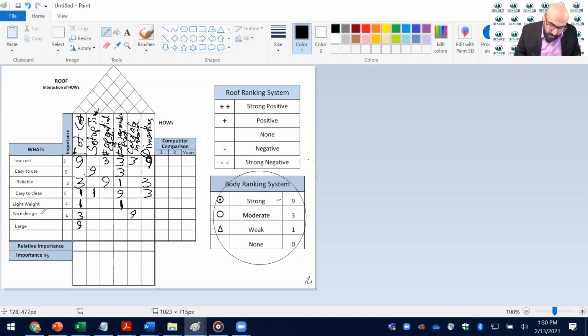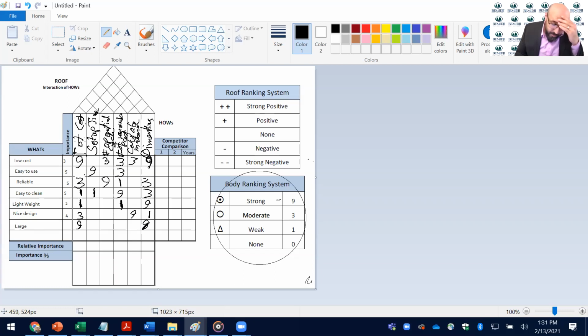Lightweight and dimensions, that's a strong one, I'm going to make it a 9. The bigger the microwave, the heavier it will be. Nice design and dimensions, I don't see any relationship. However, I'm going to make it just 1 here. There could be some relationship between the design and dimensions. And large and dimensions, yes, there is a strong relationship, so that would be 9.